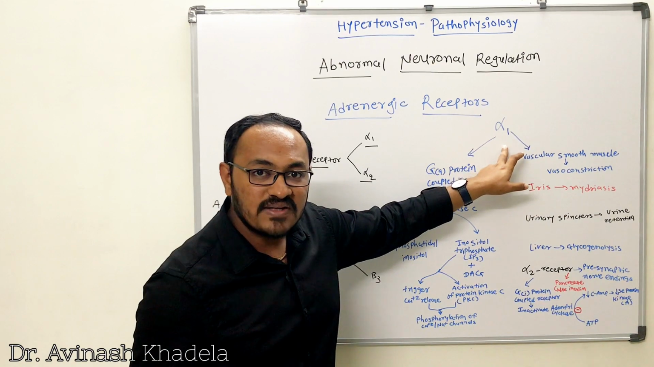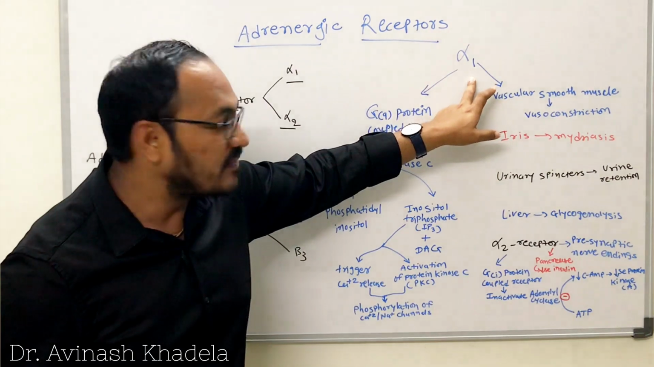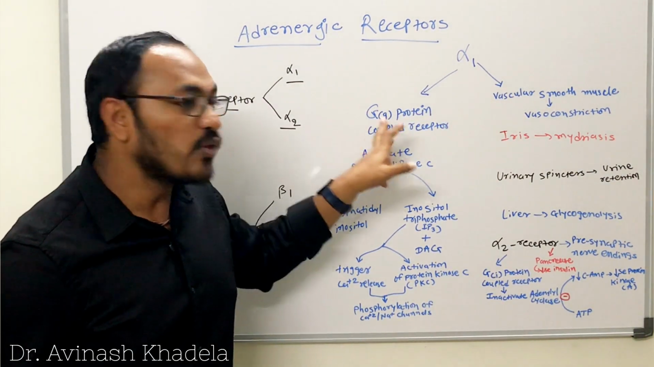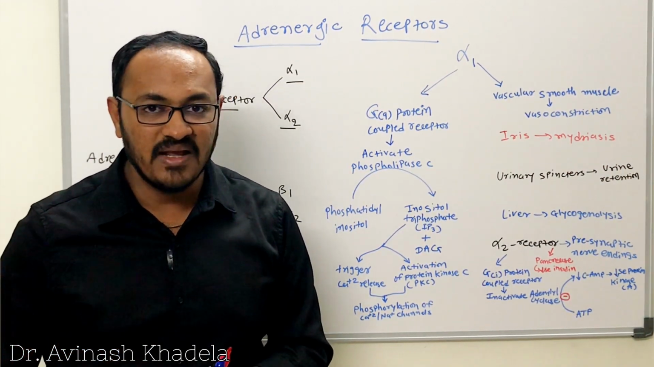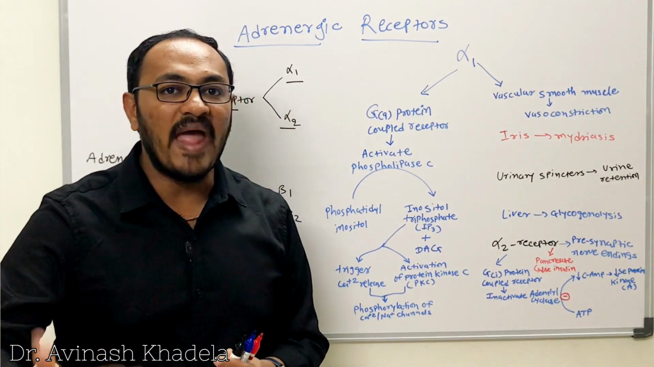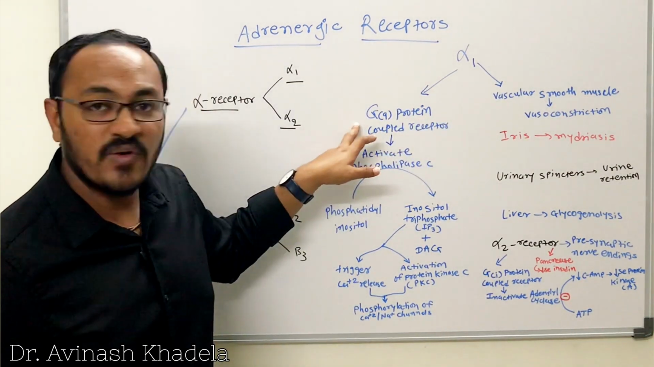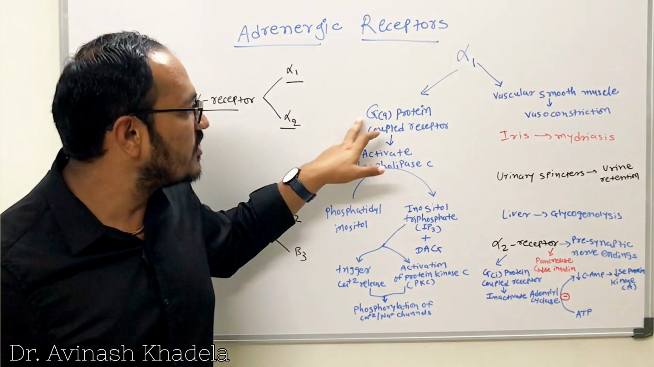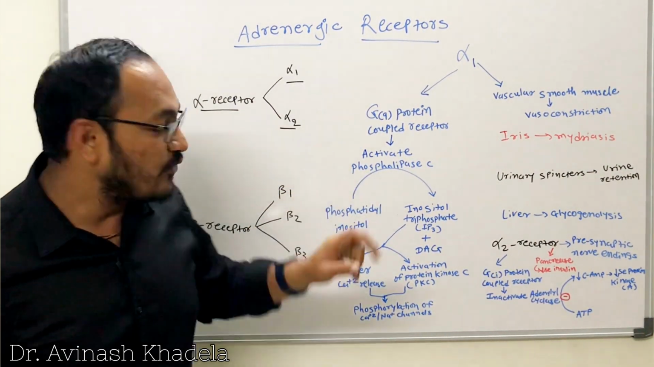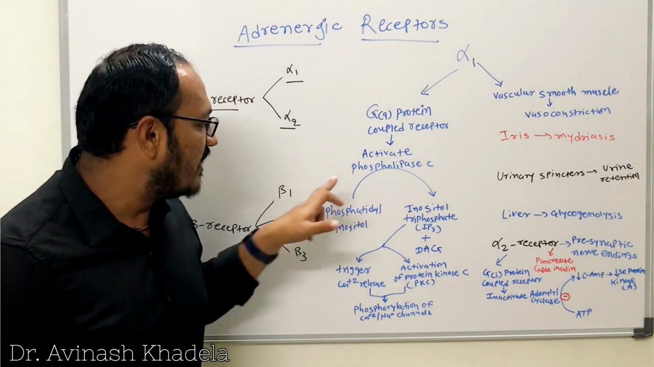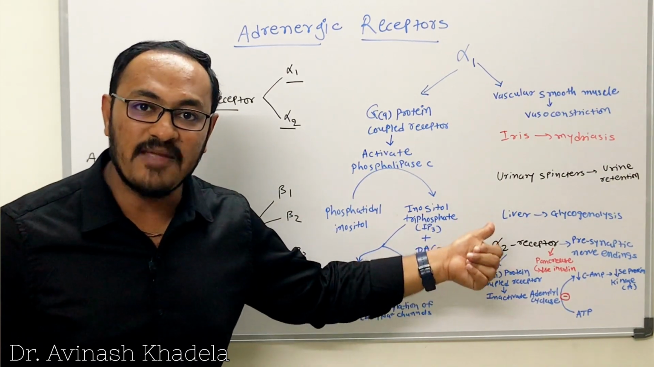Let us discuss the alpha 1 receptor in detail and how it works. Alpha 1 receptors are known as Gq protein coupled receptors. Basically both alpha and beta receptors are G protein coupled receptors, but the mechanism and way of action of alpha and beta receptors are different. The alpha 1 receptor is a G stimulatory protein receptor, Gq protein coupled, which will activate phospholipase C. This activation of phospholipase C will convert phosphatidyl inositol into inositol triphosphate, known as IP3, and diacylglycerol.